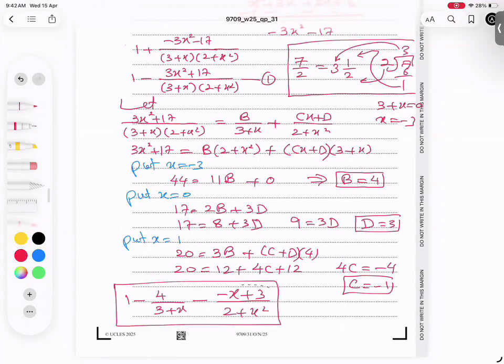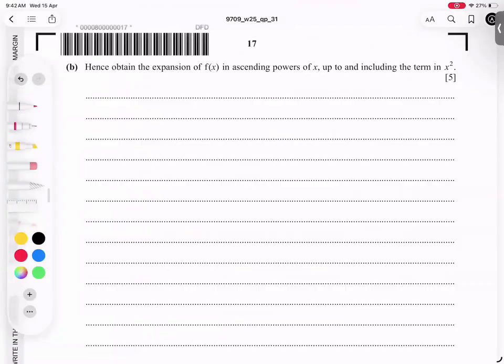But most probably this part will be utilized because this was part A. So I'm copying from here and moving on to the next page. On this next page, what is he asking for? He is asking that we need to find, including x square, we have to expand. So we have to expand till x square.